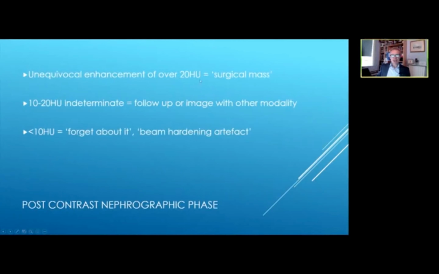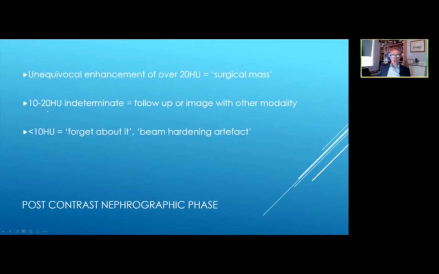Unequivocal enhancement is 20 Hounsfield units. The difference between the pre-contrast and the post-contrast has to be 20 Hounsfield units or more. If it's more, we call this a surgical mass. I say surgical in inverted commas because it could be ablated or you might do nothing about it.